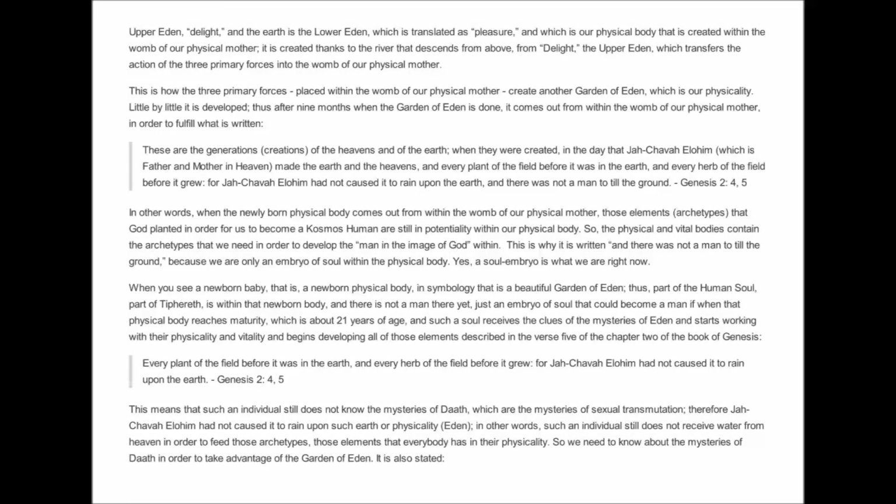And after that it says, and every plant of the field before it was in the earth, and every herb of the field before it grew. For Yahweh had not caused it to rain upon the earth, and there was not a man to till the ground. In other words, when the newborn is coming out, still those elements that God gave us in order to become cosmos human are in potentiality in our physical body, as you know. The physical body and the vital body contain the archetypes that we need in order to develop the man within.